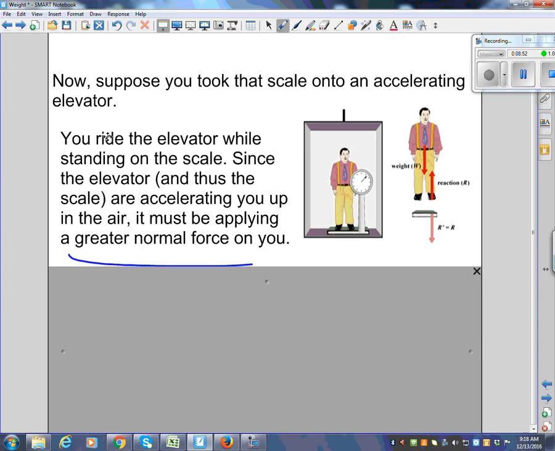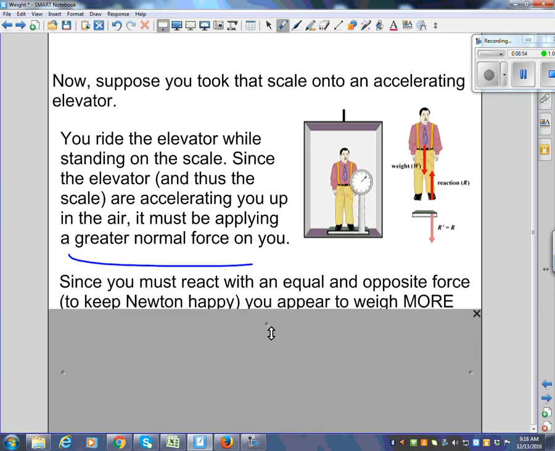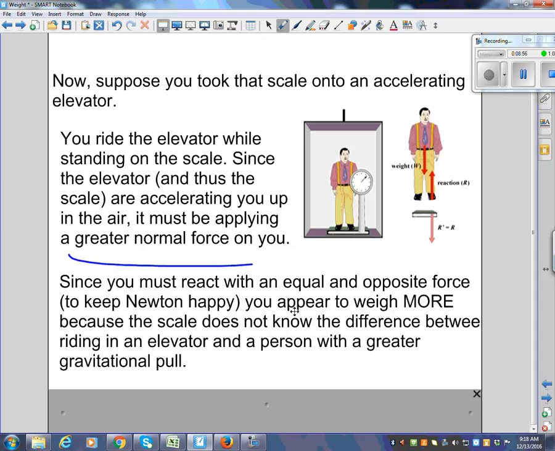So you are, in fact, weighing more. Since you must react with an equal and opposite force to keep Newton happy, you appear to weigh more because the scale does not know the difference between riding in an elevator and just a person with a greater gravitational pull. All the scale measures is force. So you weigh more at the bottom when you are accelerating up.